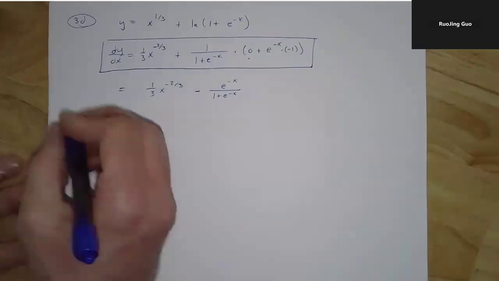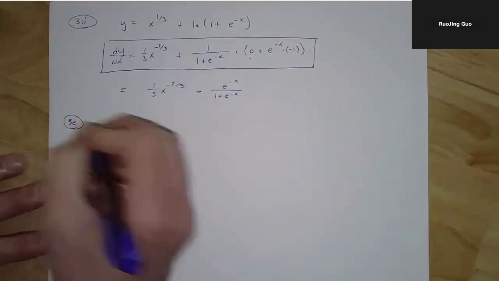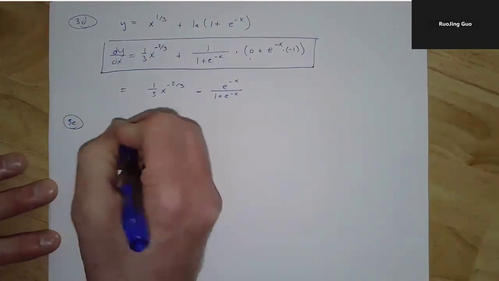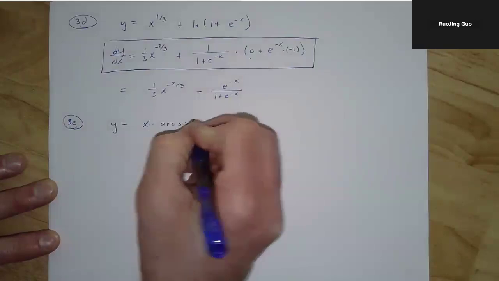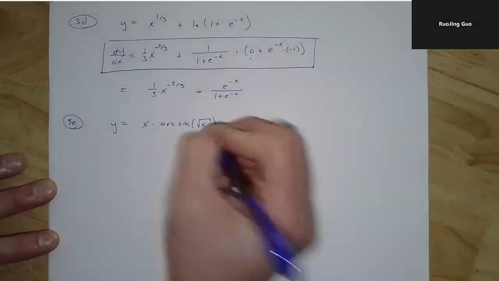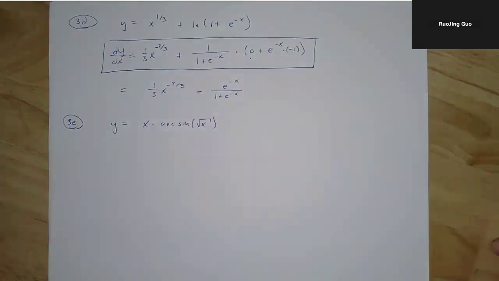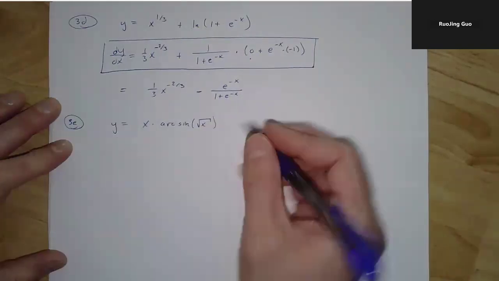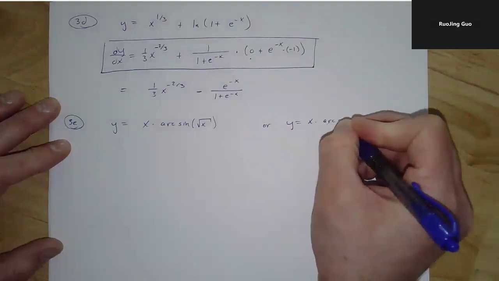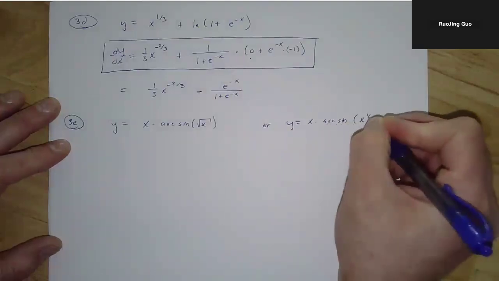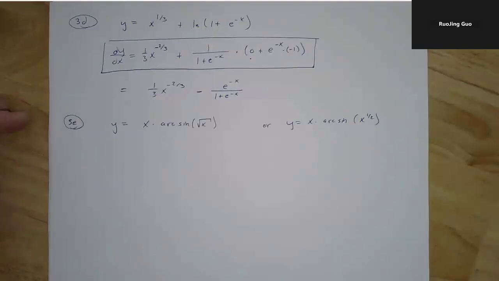Ooh, let's do the next one. We have y equal to x times the arc sine of the square root of x. We should definitely think of the square root of x as x to the 1/2. So you can think of this as x times the arc sine of x to the 1/2 power. Or inverse sine, the same notation. I prefer arc sine as a notation just because it's easier to think of, but whatever.